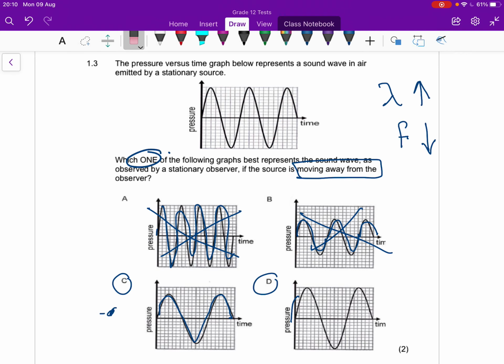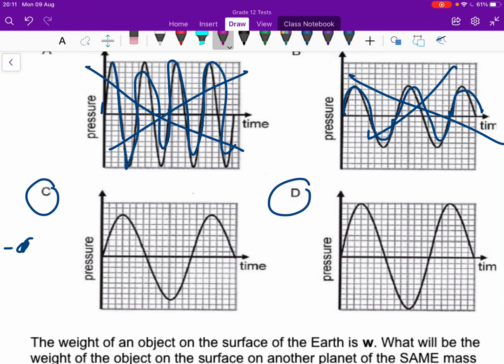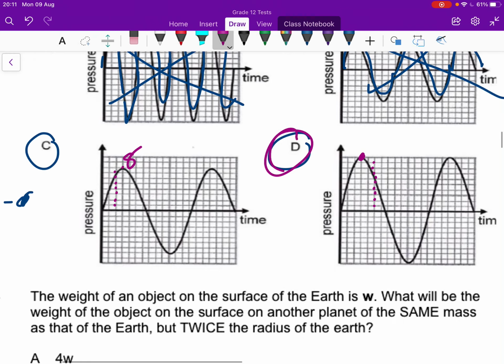Okay, so what's really important is for us to realize that amplitude doesn't change. So if we look at this one, this one is 1, 2, 3, 4, 5, 6, 7, 8, 9, 10 bars high. Okay, let's look here. This is 1, 2, 3, 4, 5, 6, 7, that's only 8. Here, 1, 2, 3, 4, 5, 6, 7, 8, 9, 10. My answer has to be D. Yes, I've got a longer wave, so frequency is decreased, but it's the same amplitude. Amplitude doesn't change. Okay, it's D.